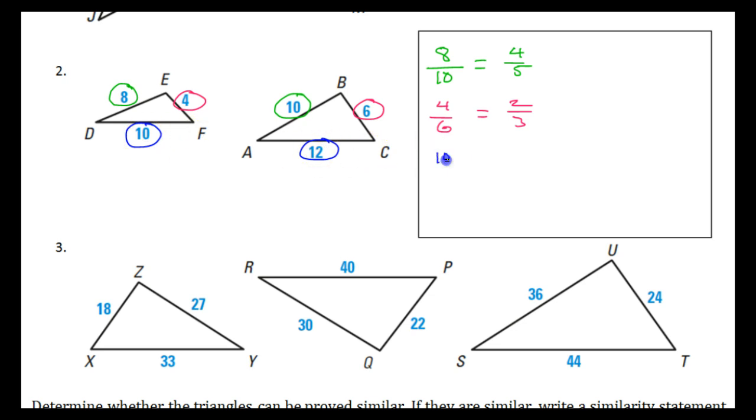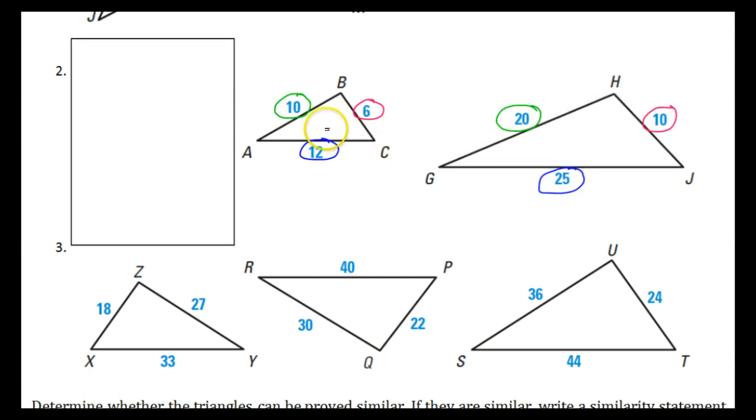10 over 12 reduces down to 5/6. So these are clearly not proportional because I did not get the same ratio every time. So that means these two triangles are not similar, so I can forget about that. Alright, let's check these two triangles. Let's do the greens.